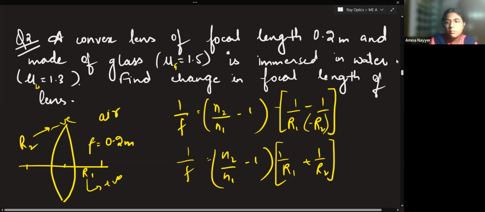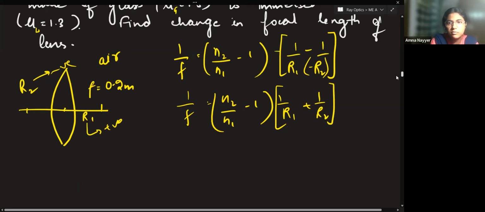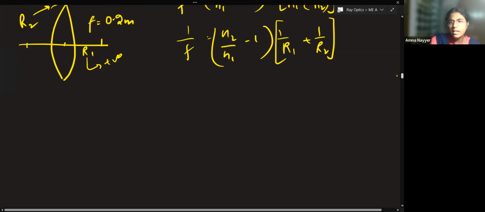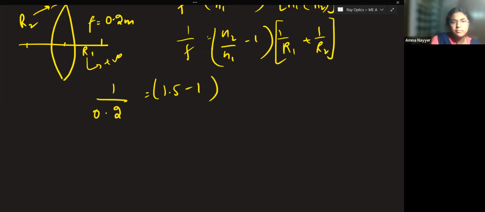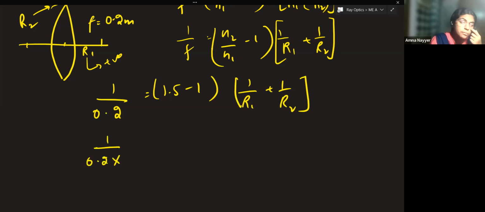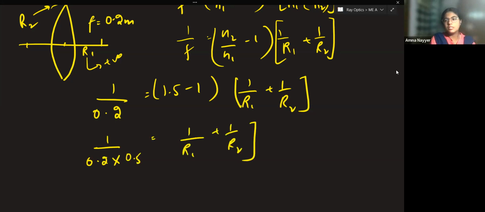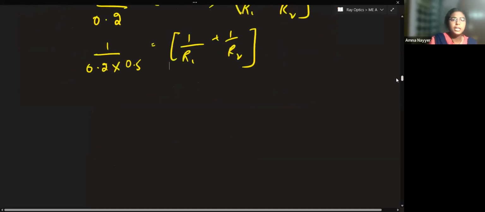Now 1 by R2, 1 by R1, you do not know anything from here. Just you know the focal length and the refractive index. So at least calculate what 1 by R1 plus 1 by R2 is, so that in the new focal length, at least you will have this data. 1 by focal length is 1 by 0.2, N2 is 1.5 minus 1, 1 by R1 plus 1 by R2. This becomes 1 by 0.2 into 0.5, this is equal to 1 by R1 plus 1 by R2. Now medium gets changed. Now the medium is water.